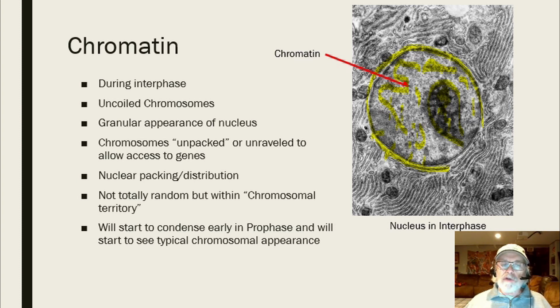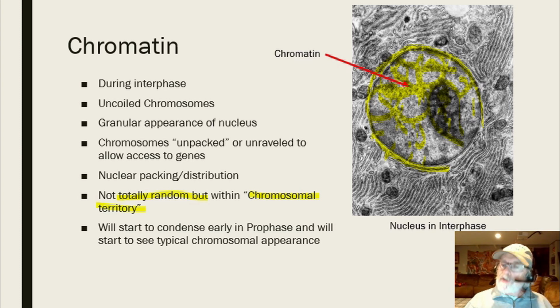And so it sort of allows the nucleus to be divided into different sections. Okay, it's not like you randomly throw those chromosomes out where they want. It's not totally random, but they have what's called a chromosomal territory. So a certain area of the nucleus will be a certain chromosome, another area of the nucleus will be another chromosome, and so on. So they have a chromosomal territory.